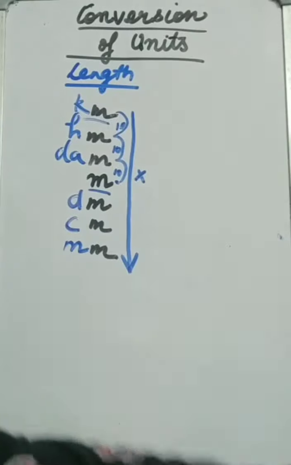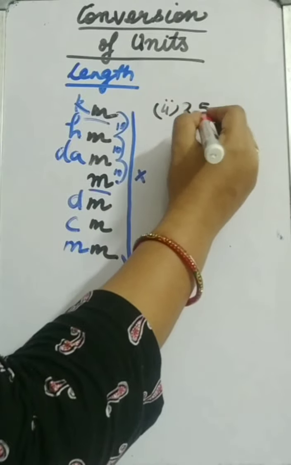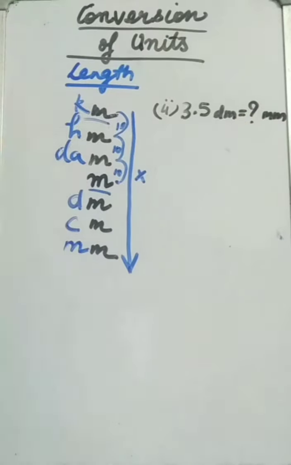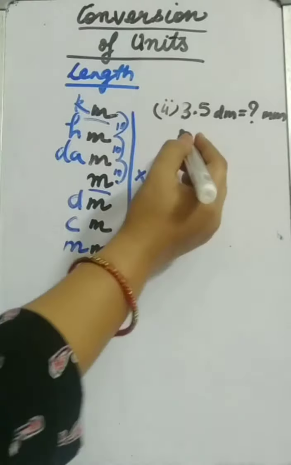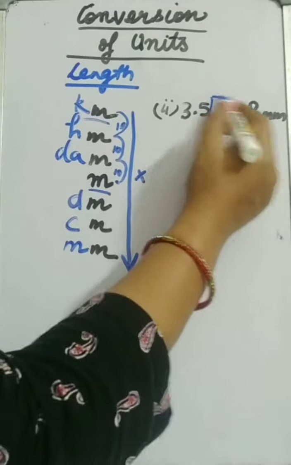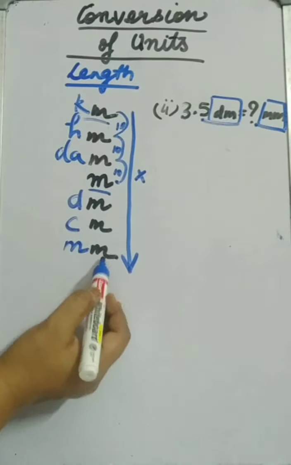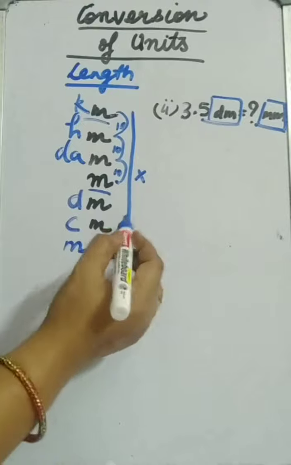Second example I am taking: 3.5 decimeter is how many millimeter? First step, I will always write the known this side and unknown this side. This is already in this format, so I don't have to change. This is a very important first step. Now second step, I have to convert from decimeter to millimeter. That means I have to go down, so I will multiply. Multiply by what? Again start making loops.